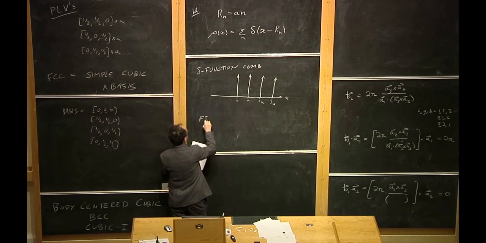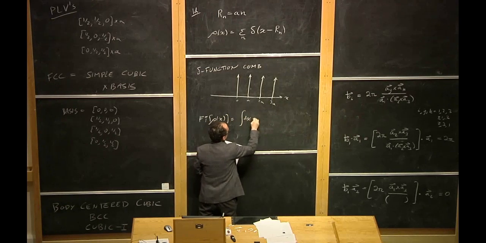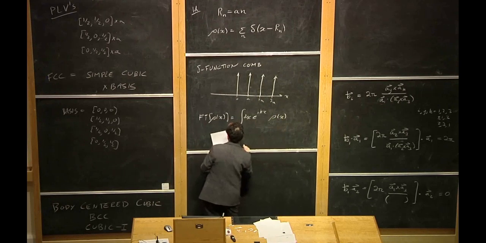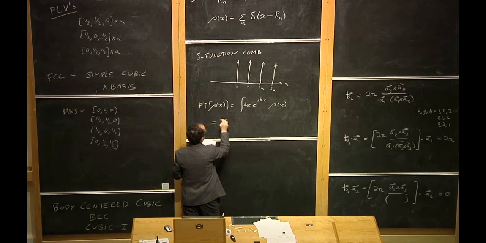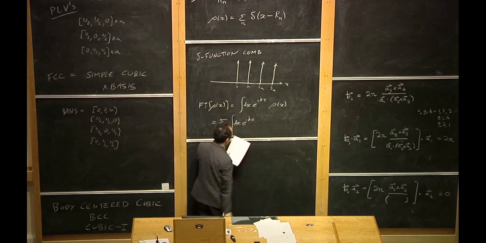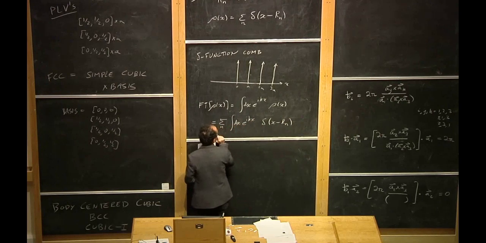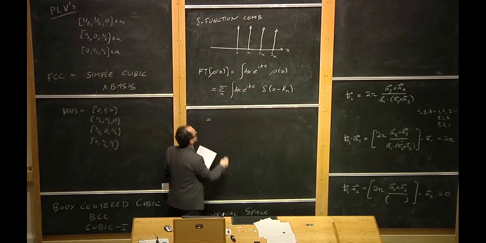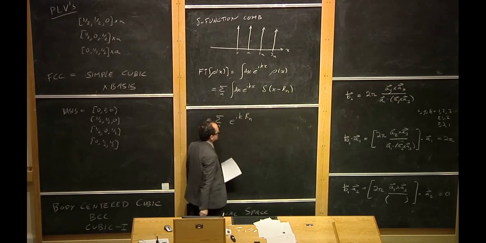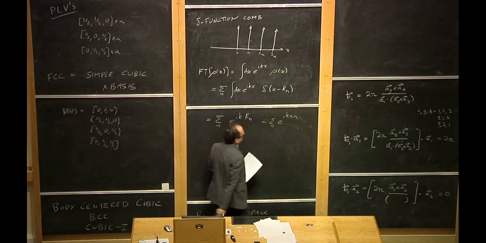Okay, now let's try Fourier transforming it. So the Fourier transform of rho of x equals the integral dx e to the i k x times this rho of x function, and we'll plug in the rho of x function. We'll pull out the sum, so we get sum over n, integral dx, e to the i k x, and delta function of x minus Rn. And we let the delta function act, so we get sum over n, e to the i k Rn, which we could also write as sum over n, e to the i k a n. Okay? So what is this?